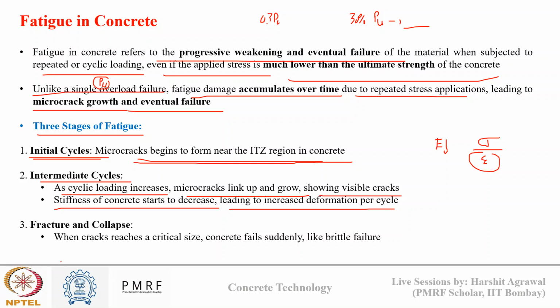And finally, there will be a fracture or collapse of concrete after a sufficient number of cycles has been applied. When the crack reaches critical size, concrete fails suddenly in a brittle manner and the structure collapses.